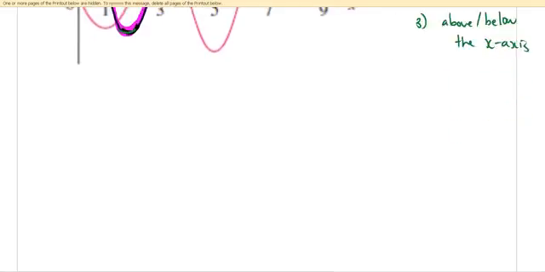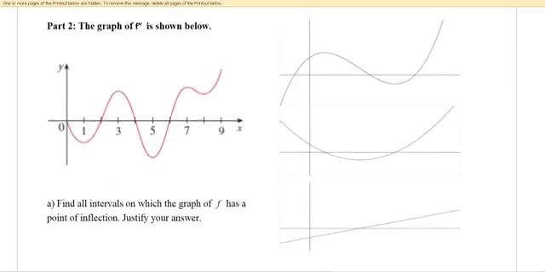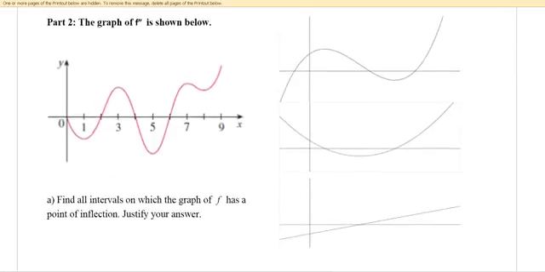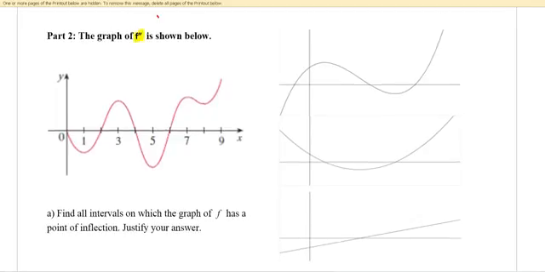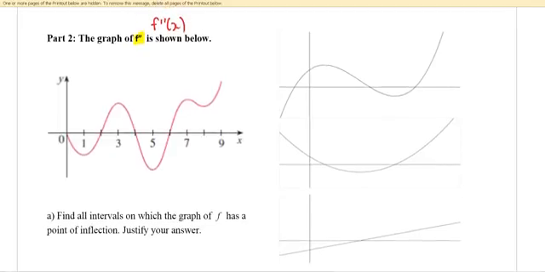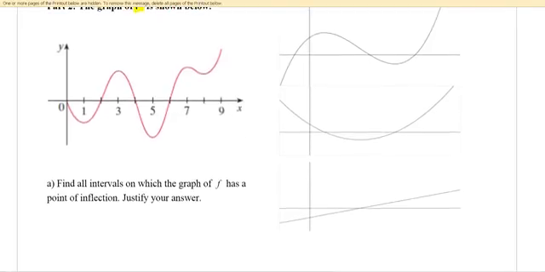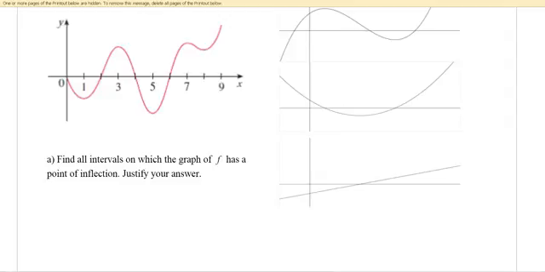Okay, let's move on. We still have a few more questions that we need to go over. I do want to go over a few more problems where I give you f double prime of x. So this is f double prime of x. It's very similar to the graph of f prime of x. Now, if I give you f double prime of x, you need to be able to go back to the original graph and find a few things. Okay, so for this question, I'm asking find all intervals on the graph of f where I have a point of inflection, and I need to justify my answer.